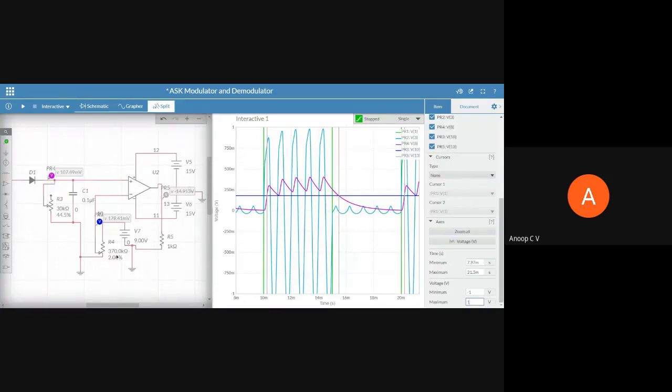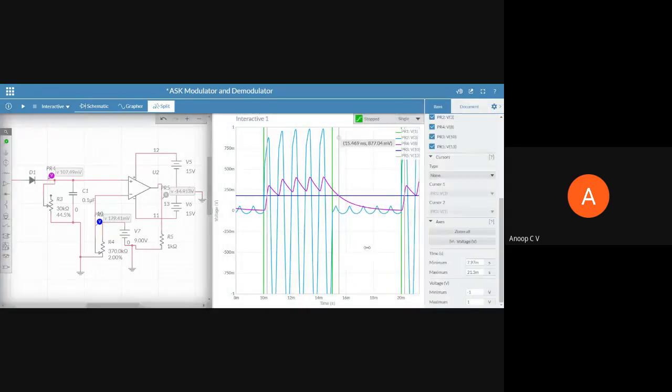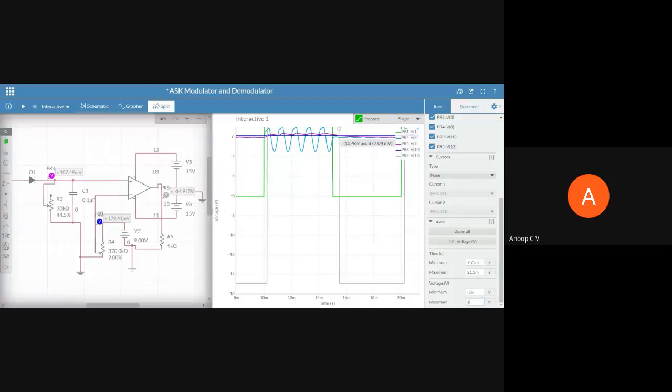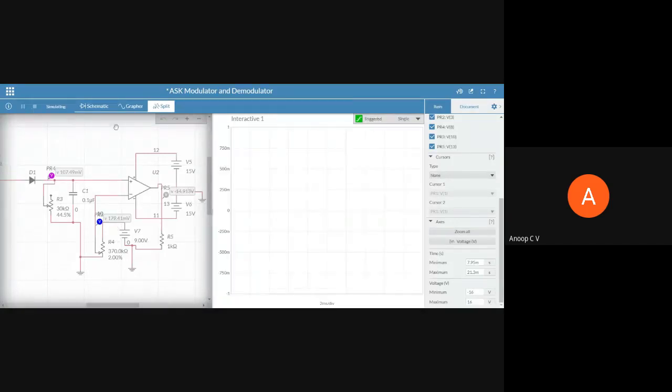So now shall we just try and change the reference level a bit? If I increase the reference level, what will happen? Shall we try and see that? Before that, I'll just zoom it out again, minus 16 to plus 16. Then I'll just run it.